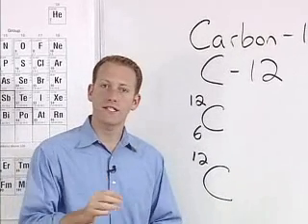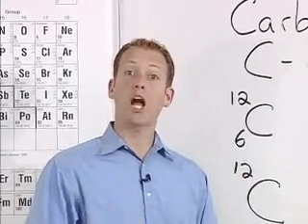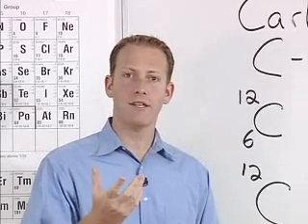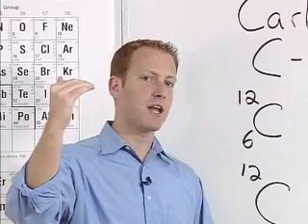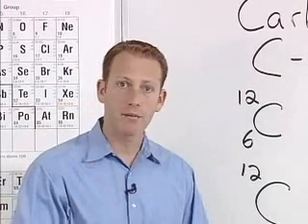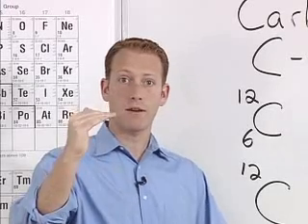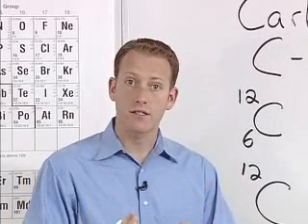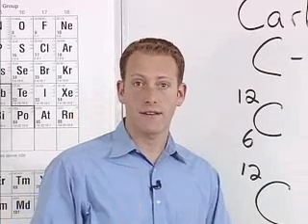Well, how do we do that? Well, let's think about it. What's the mass number? The mass number is protons plus neutrons. What's the atomic number? The atomic number is the number of protons. So if the mass number is protons plus neutrons, and the atomic number is just protons, what's the only difference between the atomic number and the mass number? The number of neutrons. So the way we figure out the number of neutrons is we take the mass number and subtract the atomic number.